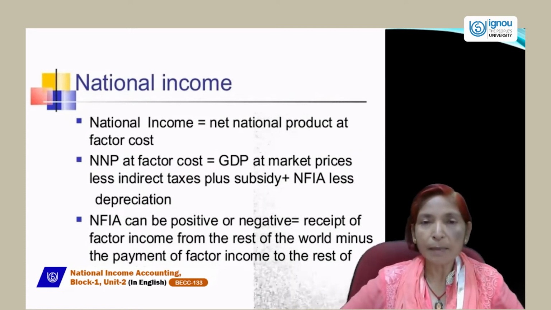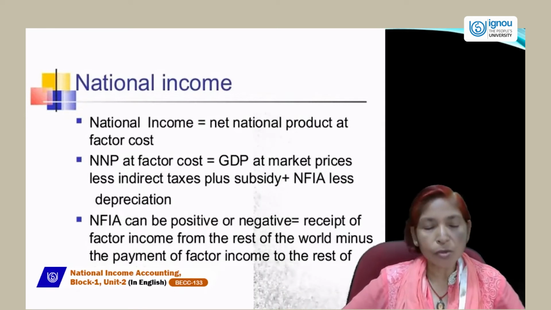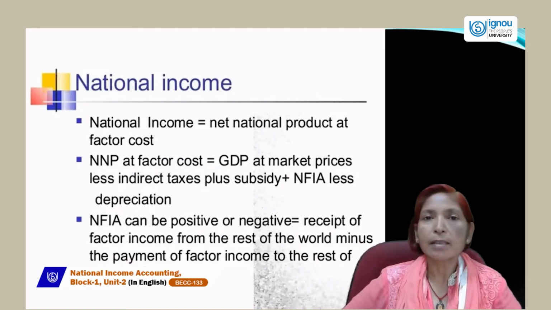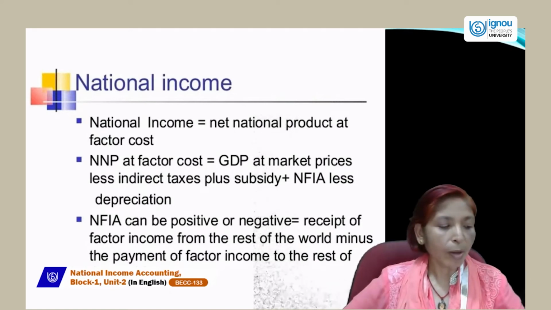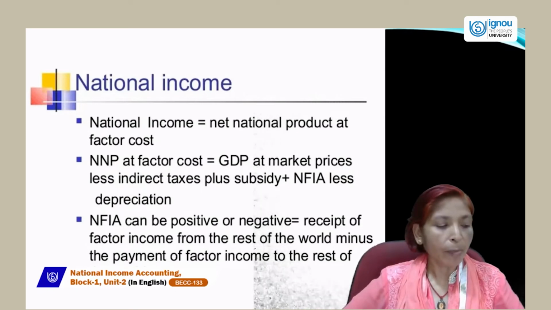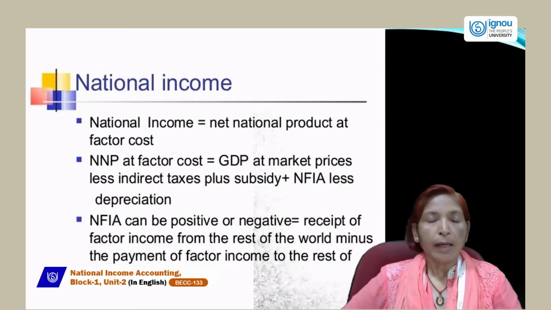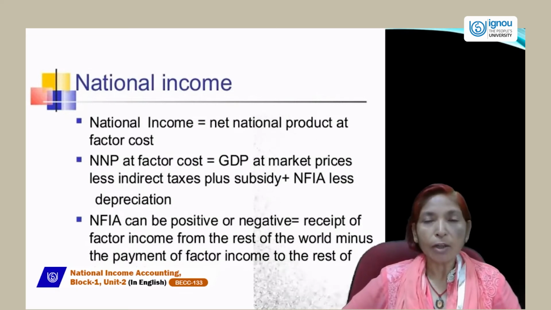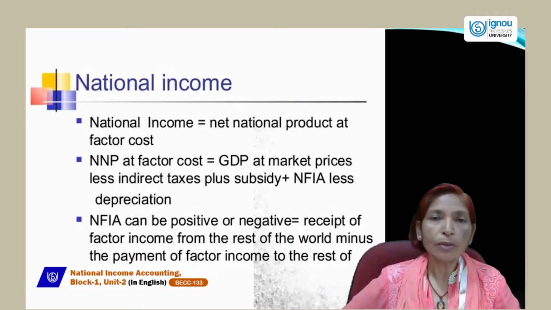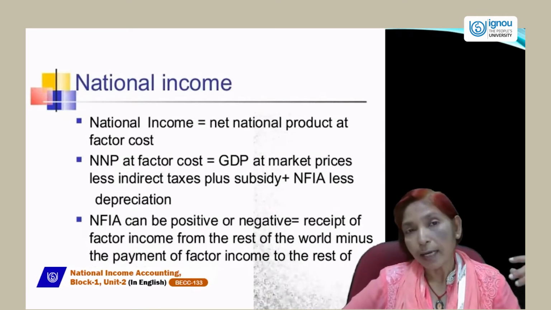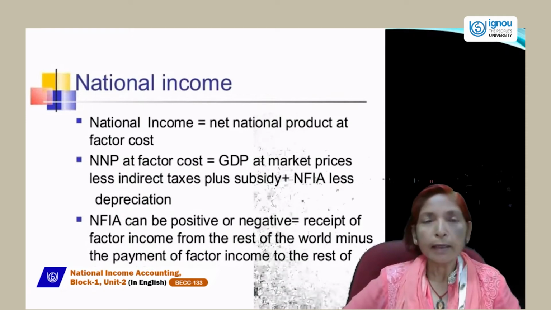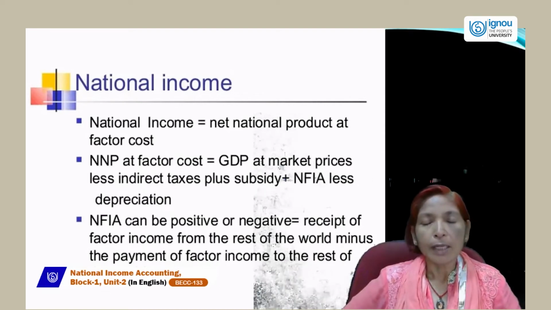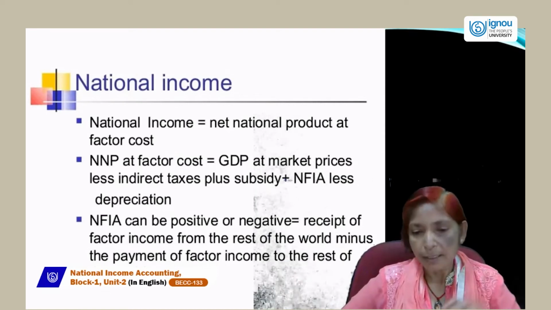So there are three main concepts. One is depreciation, which is used for converting gross into net and net into gross. Second is NFIA, net factor income from abroad, which is used for converting domestic into national and national into domestic. And third is NIT, net indirect taxes. Net indirect taxes can be used for converting market price into factor cost and factor cost into market price.